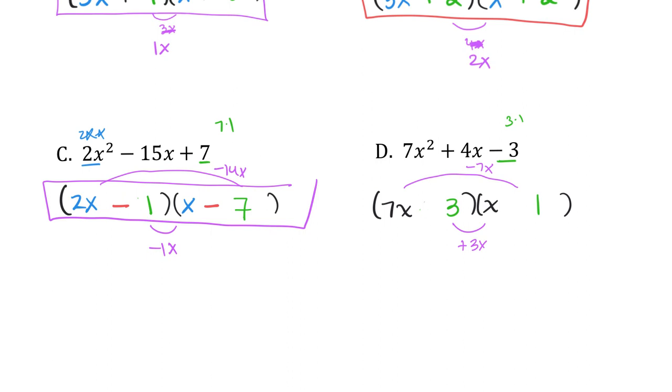So now let's try it with a minus and a plus. So now we're 7x times 1, we're positive 7x, negative 3x. Does that work? Yes. Once you get it, box it, you're done.